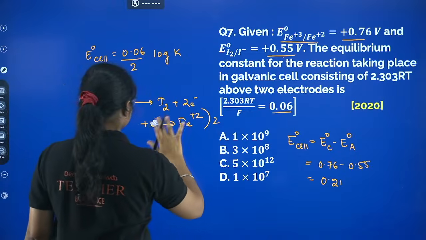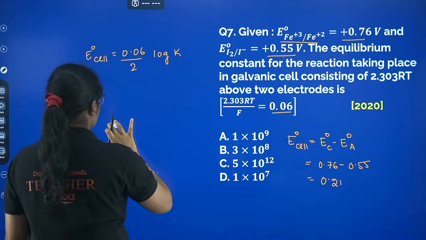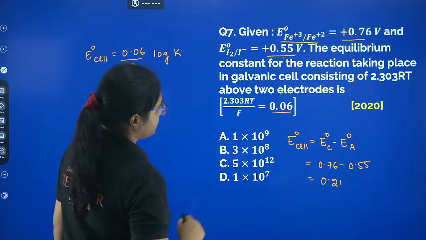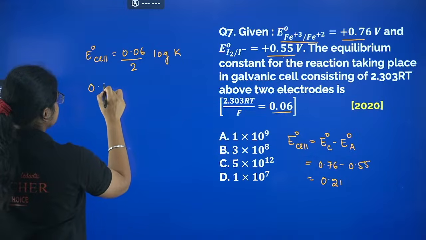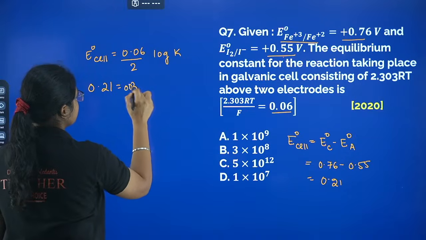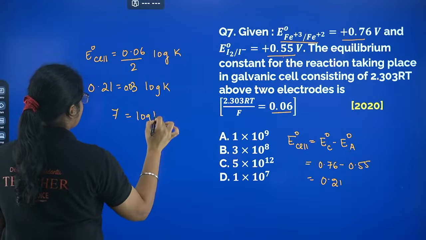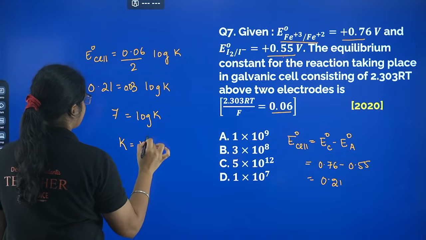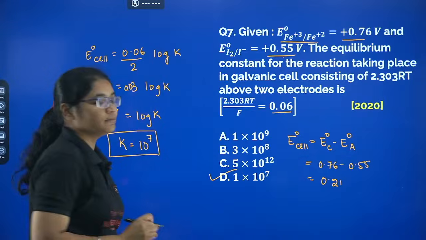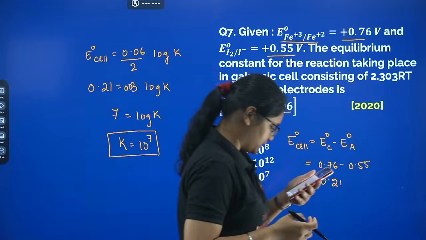Now see here, E naught of the cell is how much? We have calculated it already, 0.21, right? And here I will get 0.03, so 7 is equal to log of K, or K will be equal to 10 to the power of 7, right? So here we will have option number D as the correct answer. Let me see how many of you have replied to this one correctly.